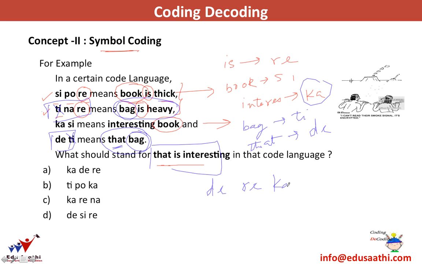Now I don't know in what sequence these three codes should be used. So I'll just look at the answer options and find an answer option in which all of them at least occur. So I have Ka, De and Re. The first option itself matches, so this is the right option. If you check any of the other options, none of them have all these codes together.